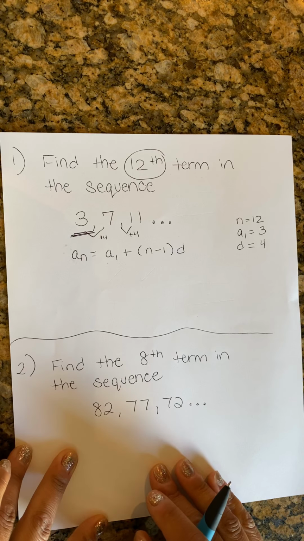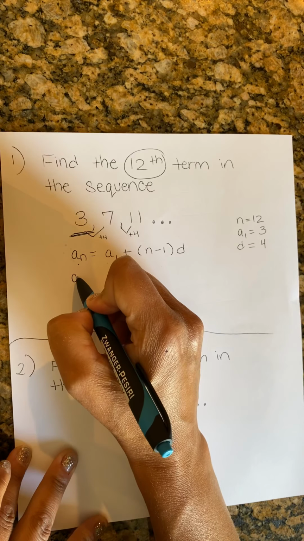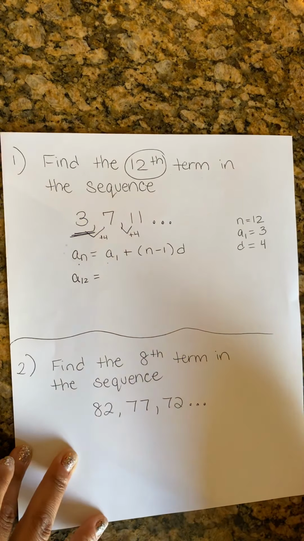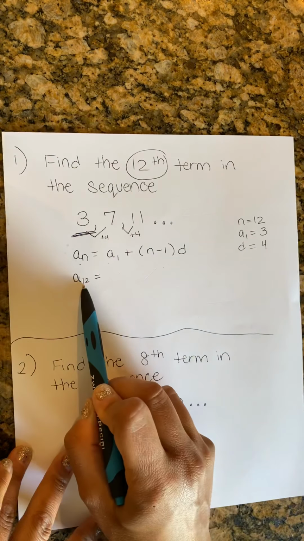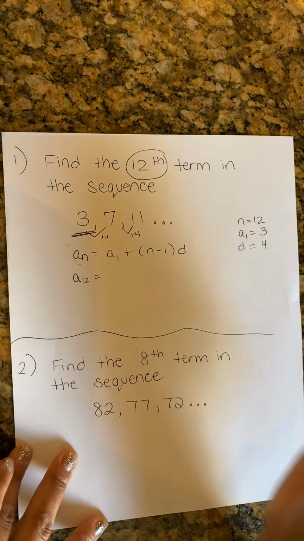So now we're going to go to the formula. So a_n is what you're looking for. We're looking for a sub 12. And that's just like a placeholder. This is a_1, this is a_2, this is a_3, dot, dot, dot, all the way to a_12. So that's all it is. It's just a placeholder. You're looking for the 12th term.